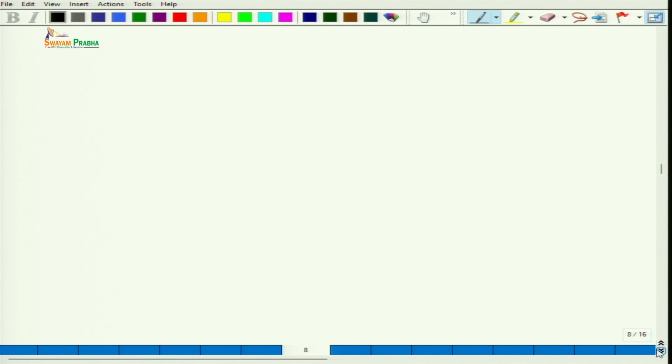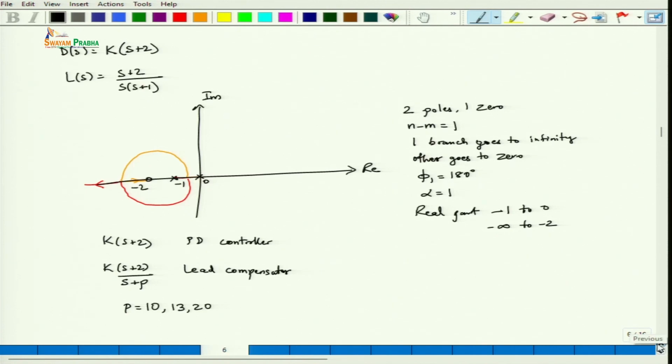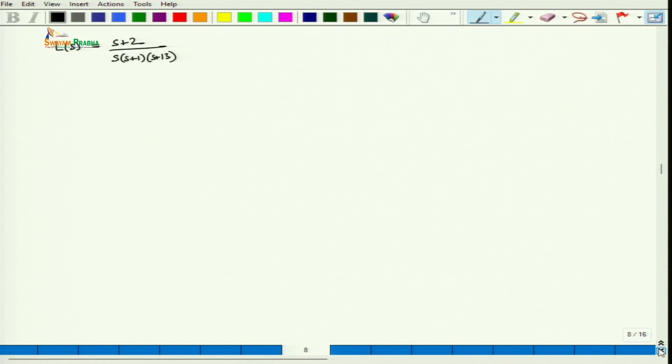So let us say in this scenario we consider L of s to be (s + 2) over the poles. As I mentioned earlier, p can take many values, say 10, 13, 20, 25 and so on. So let us consider the case where p is equal to 13. So for this case we plot the root loci.